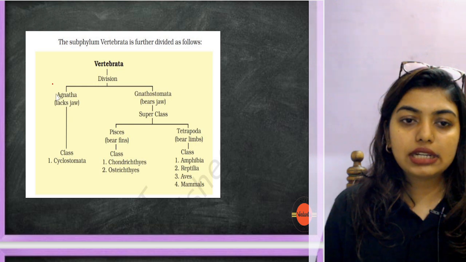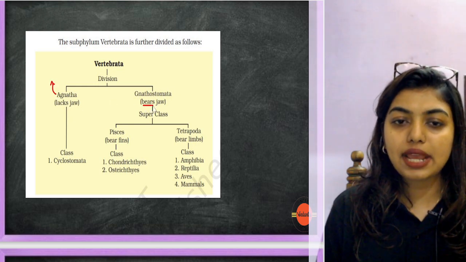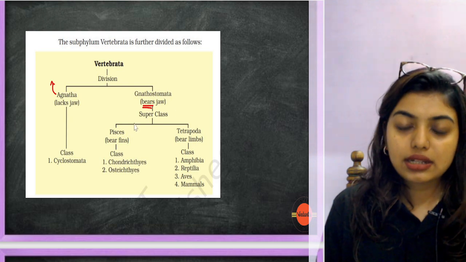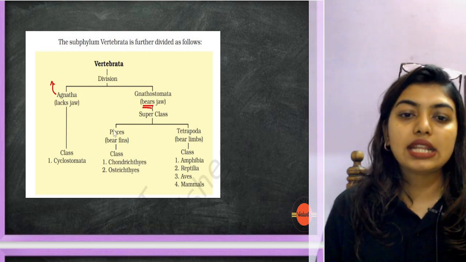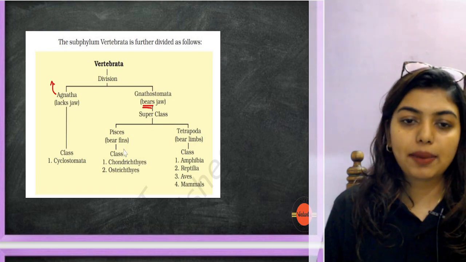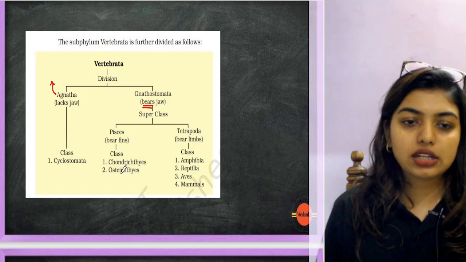So here it lacks jaw. Okay, it lacks jaw. Here, gnathostoma, that bears jaw. Okay, now under gnathostoma are the ones which have jaw. It is divided into superclasses, that is Pisces and Tetrapoda. Under Pisces, you have cartilaginous fishes and bony fishes.